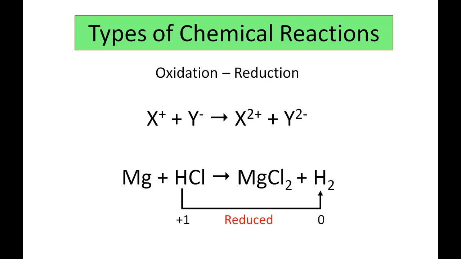But what about chlorine? Chlorine goes from a negative 1 and stays a negative 1, which means it didn't change anything. And we call elements that don't change their charge in a redox equation a spectator ion.